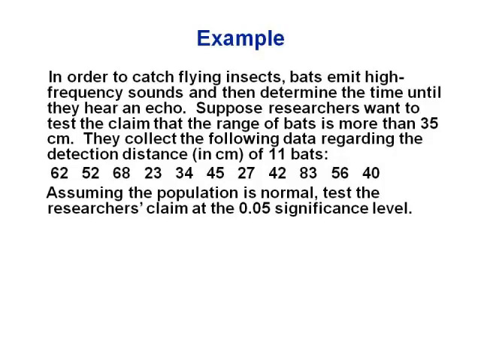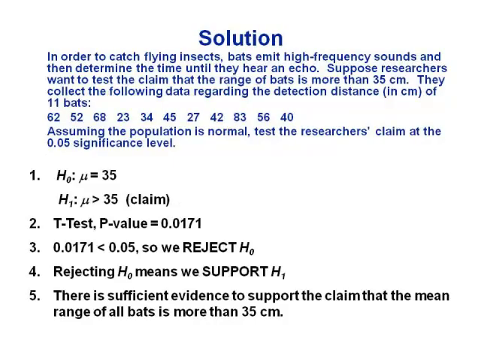So the claim was that the range for all bats is more than 35, so mu greater than 35 for the alternative. That makes the null mu equal to 35. This is a t-test because we have no population standard deviation given. And it'll be data, so stat edit, put the information under L1, and then go to stat tests, make sure it's set on data, and then put everything in, calculate: p-value 0.0171.